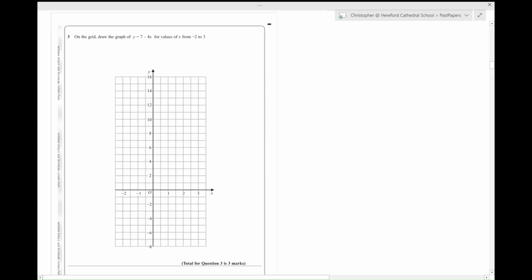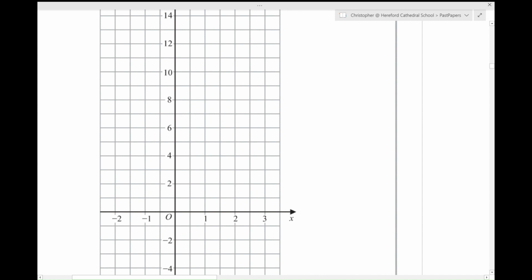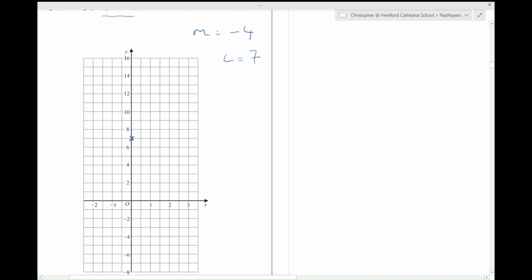Question 3. On the grid, draw the graph of y equals 7 minus 4x. Well, I'm going to use my knowledge of gradient and intercept. So the gradient, m, will be minus 4, and the intercept is 7. So it's going to go through 7 on the y-axis. And now the gradient is minus 4. So every time I go along 1, I'm going to go down 4. But be careful, because going along 1 on the x-axis is going along 2 squares.